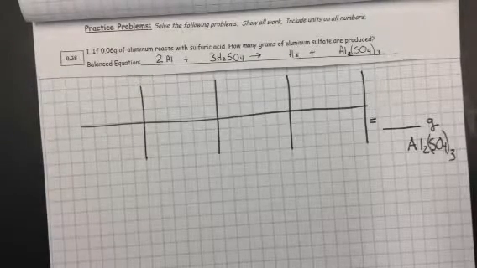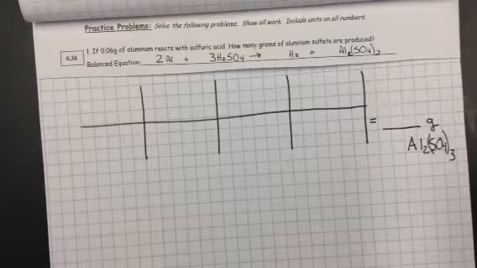Today we're going to practice stoichiometry problems, more specifically mass to mass. We first must make sure we understand what stoichiometry is. It comes from the Greek for measuring atoms.